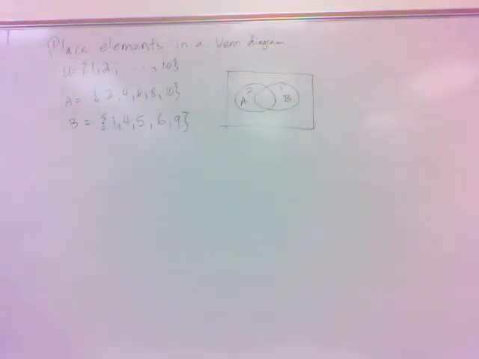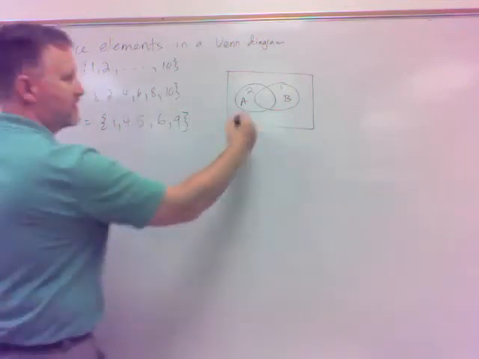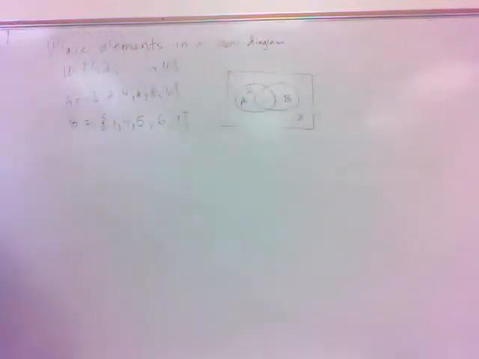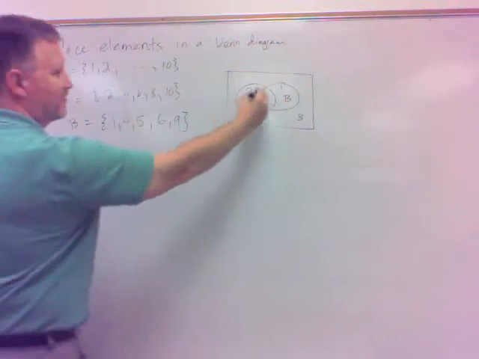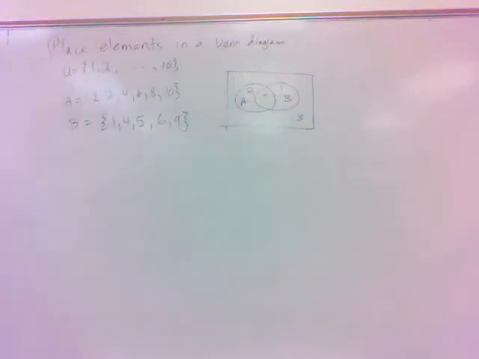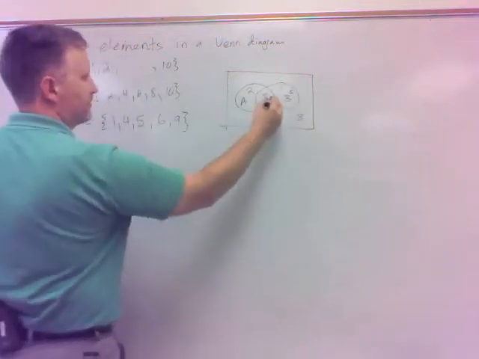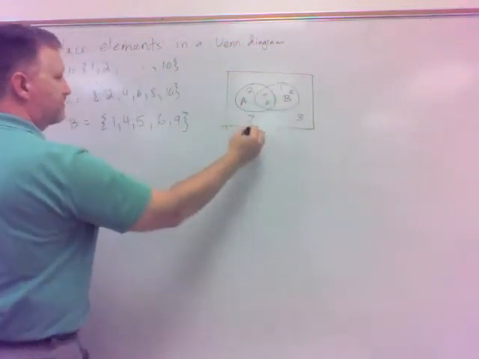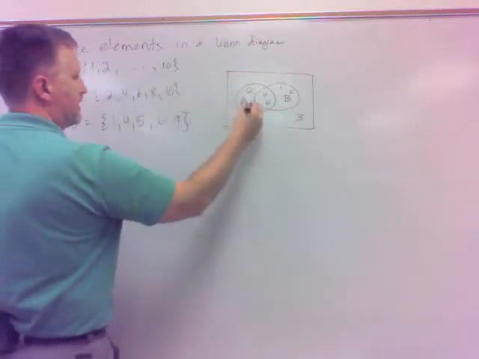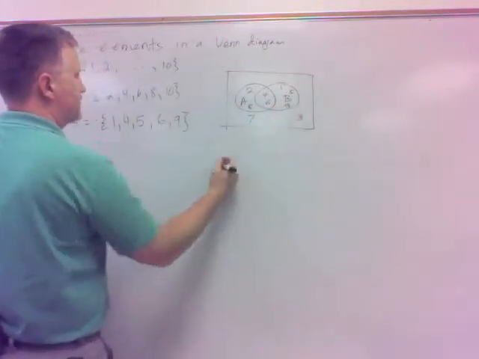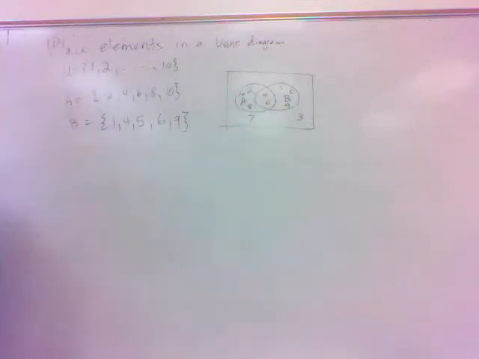Well, 3 is not in A, it's not in B, so it's got to go outside of those two circles. It doesn't matter where, put it wherever you want, but somewhere outside the circles. 4 goes in the middle because it's in both of them. 5 is only in B, so it'd go out here with the 1. 6 is in both, so it'd go in the middle. 7's not in either one of them, so it goes on the outside. 8's in A, 9's in B only, and 10's in A only. Agree with that? So it's not a big, hard deal, but I just want to point that out.